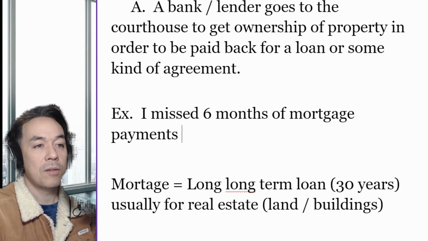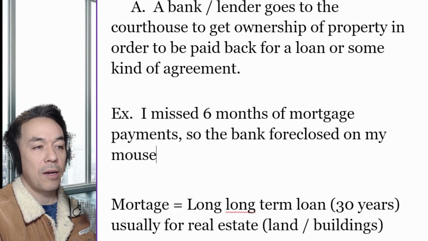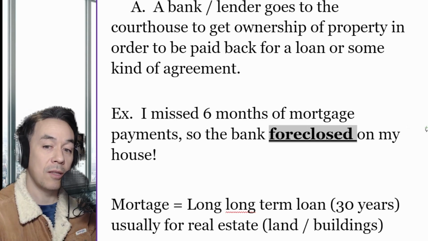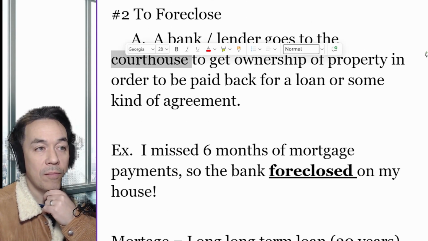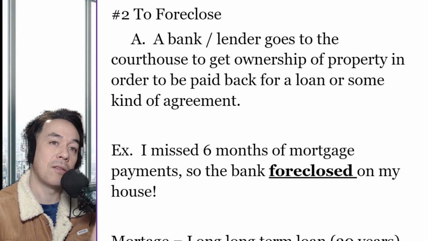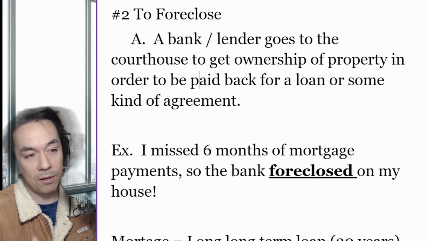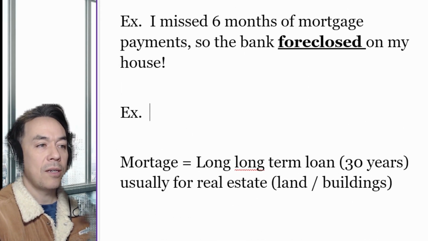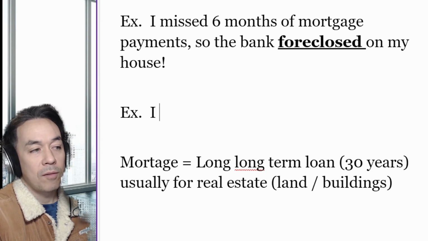All right, so I missed the mortgage payments. So the bank foreclosed on my house. Oops. Okay, so they foreclosed. They showed the agreement. They did the paperwork. Maybe they used a lawyer, went to the courthouse, and this takes time for them to process. Then they say, okay, yep, seems to be right. This person's house is now your house. They take it.